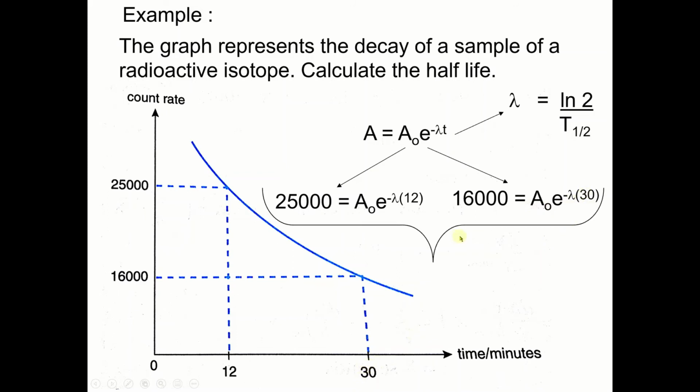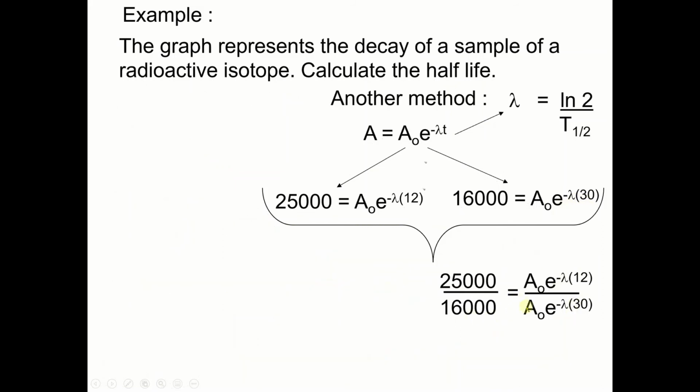Then we use a ratio, equation 1 divided by equation 2. So 25,000 divided by 16,000 equals, on the right side, A naught e to the power of negative 12 lambda divided by A naught e to the power of negative 30 lambda. Then we simplify: cancel A naught, and the 3 zeros also cancel out. 25 divided by 16 is 1.5625. And the power, negative 12 lambda minus negative 30 lambda, gives 18 lambda.